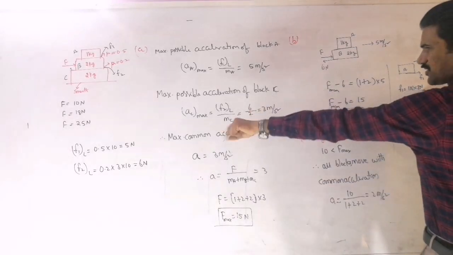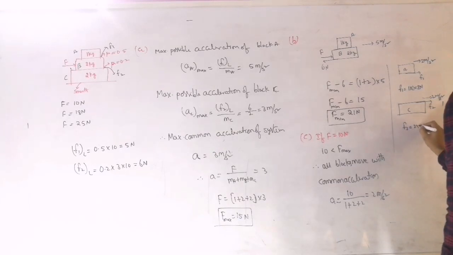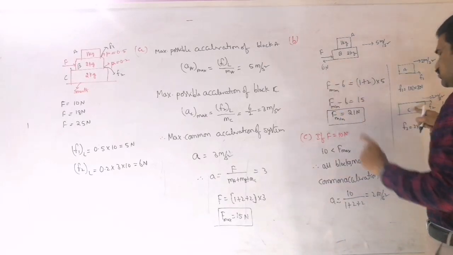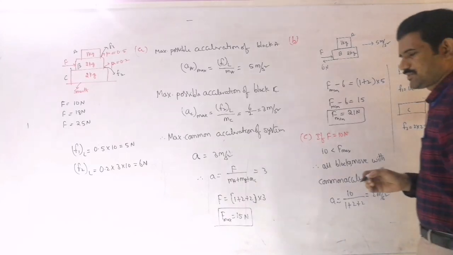Which is less than our limiting friction, 5 newtons. And so similarly this F2 is equal to 2 into 2. This block, mass of block C is 2, and now this is also 2, and so this will be 4 newtons you will get, which is less than that limiting friction.